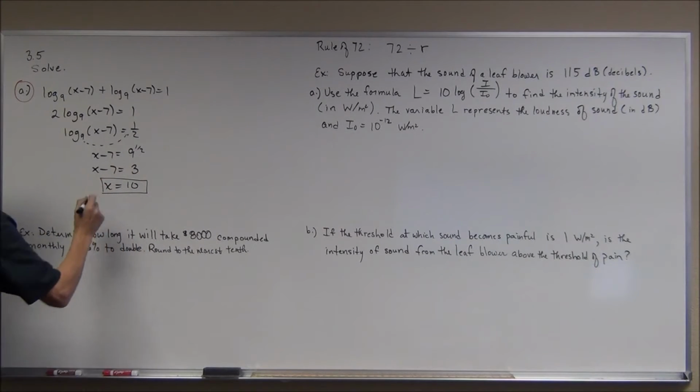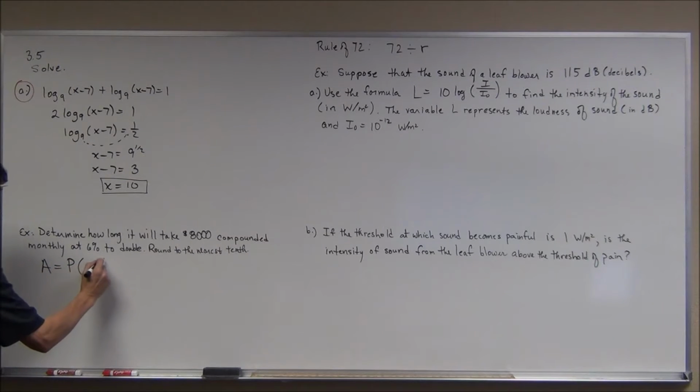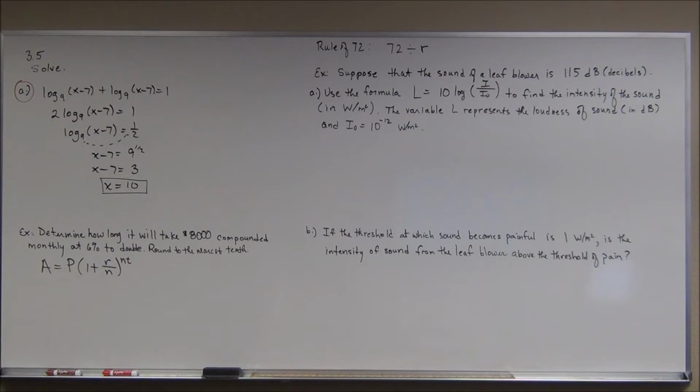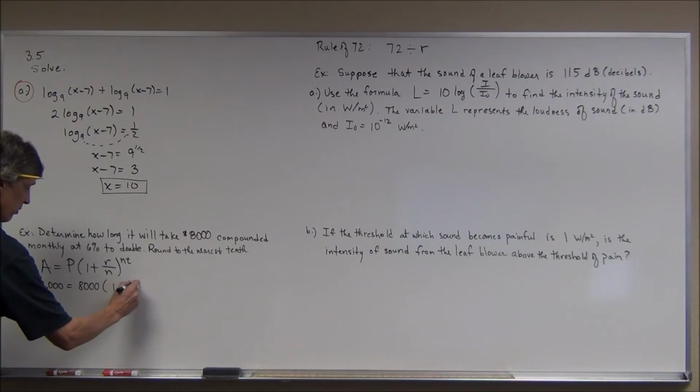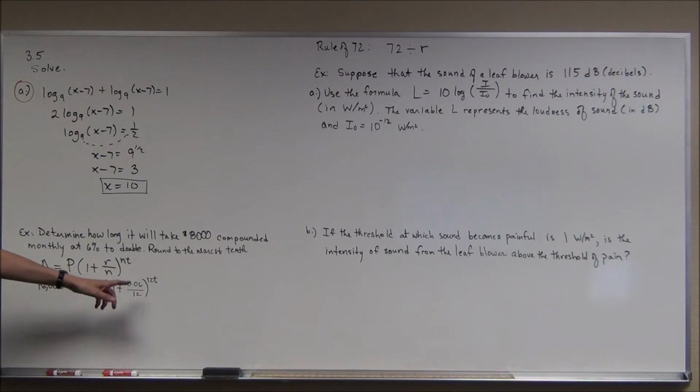All right. In this example, I have to use the formula that we've discussed already about compound interest. And it says determine how long it will take $8,000 compounded monthly at 6% to double. Round to the nearest tenth. To double means 8,000 is going to go to 16,000. My amount is 16,000. My original principal is 8,000. 1 plus my interest rate R is 6%, so in this case 0.06 divided by n, which is the number of times it's compounded in a year. Since it's compounded monthly, it's 12. And then this would be 12 times t. It says round to the nearest tenth. Since I'm solving for time here, it's going to be to the nearest tenth of a year.